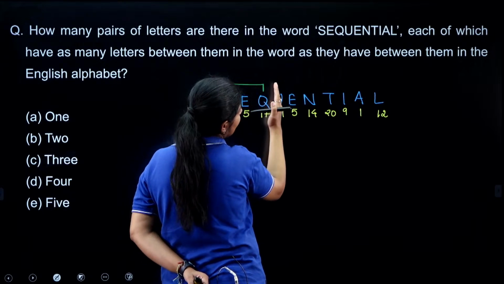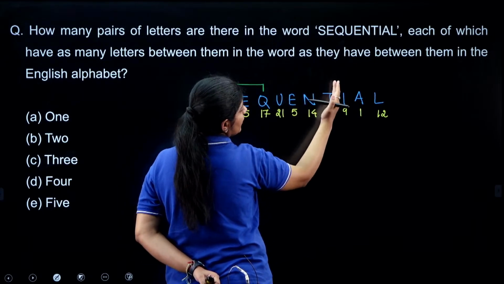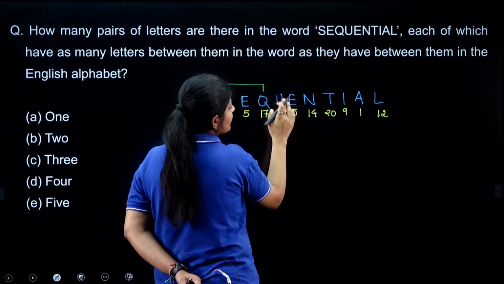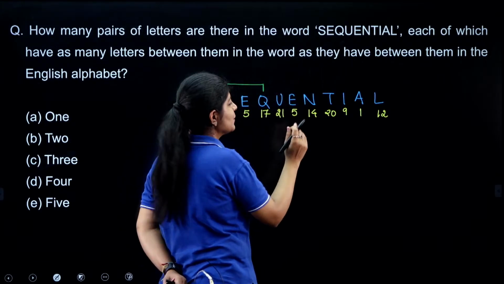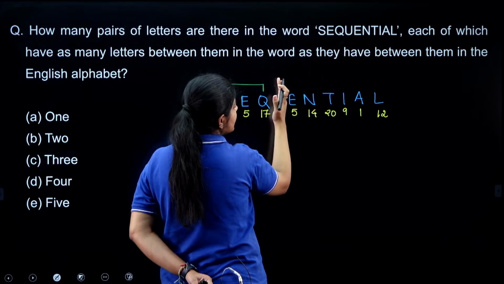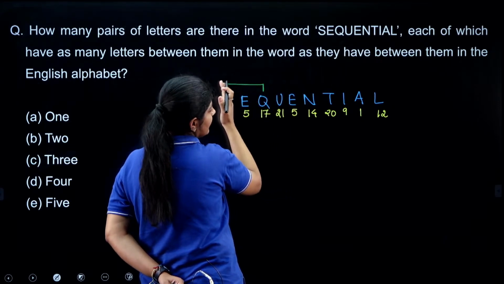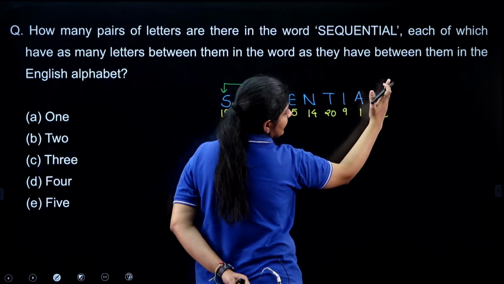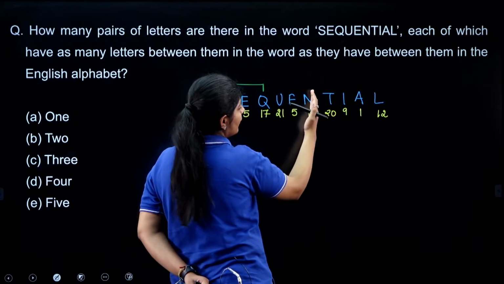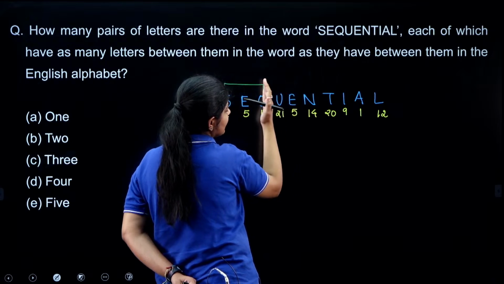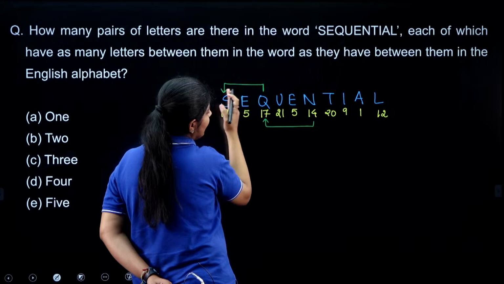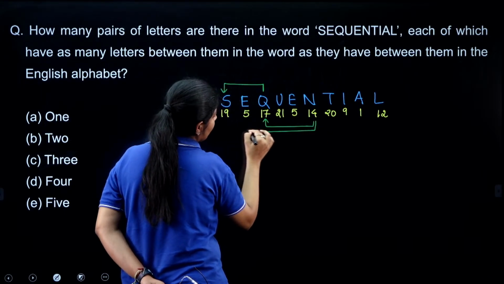Next. 17, 18, 19, 20, 21, 22. There is no point to go beyond 21. There is no point to count with 21 as well. Next, 5, 6, 7, 8, 9. No. 6, 7, 8, 9, 10. No. Next, 14, 15, 16, 17. We got another pair. 18, 19. We got one more pair.